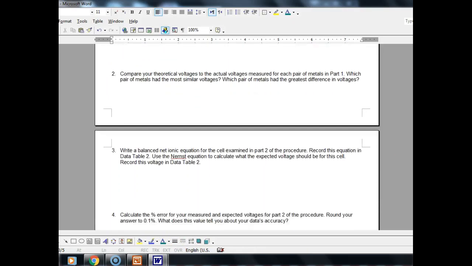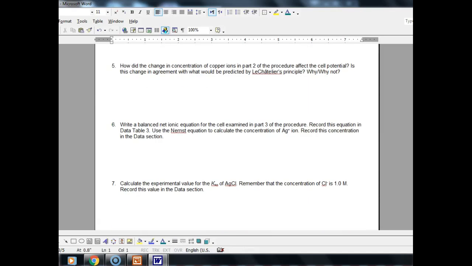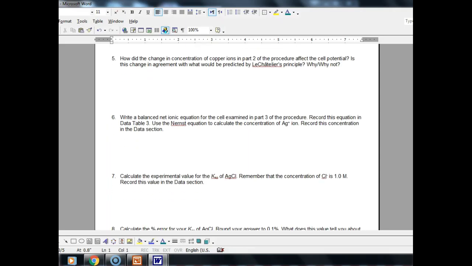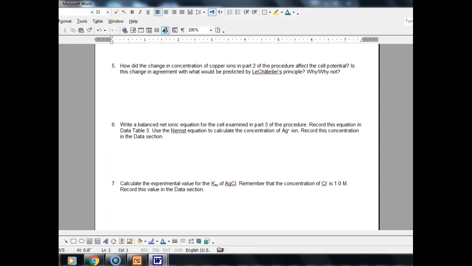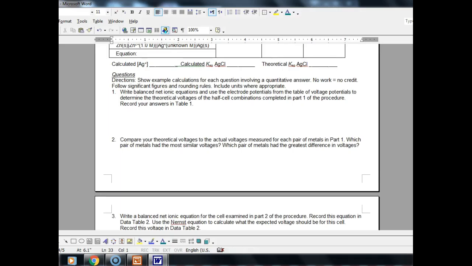Alright, so once you have calculated the silver ion concentration, which is what you're asked to do in number 6, you're going to calculate the KSP for silver chloride. KSP is just the silver concentration times the chlorine concentration. So your answer to number 6 and the information provided in number 7 should make that one fairly straightforward. You do want to make sure you record that over there in the chart.